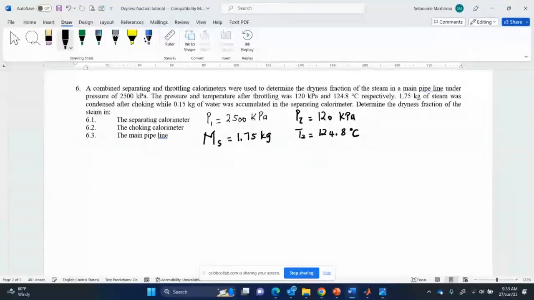And then was condensed after choking. While after choking is after throttling. Sometimes they will say that calculate X after choking, which is the same as after throttling. So choking and throttling are the same thing. While 0.15 of water. So the mass of water that was collected from the separating calorimeter MW is 0.15.